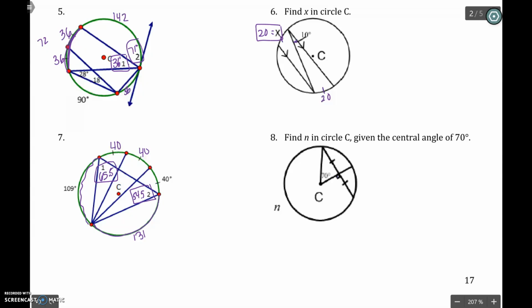Okay, in number 8, notice we have the right angle. Because of that, the radius making a right angle with the chord, it not only bisects the chord, but it also bisects the arcs. Since the 70 is a central angle, this arc would be the same, and so would this one. And we want to find n, that means we have to subtract the two 70s from 360. So 360 minus 140 is 220.